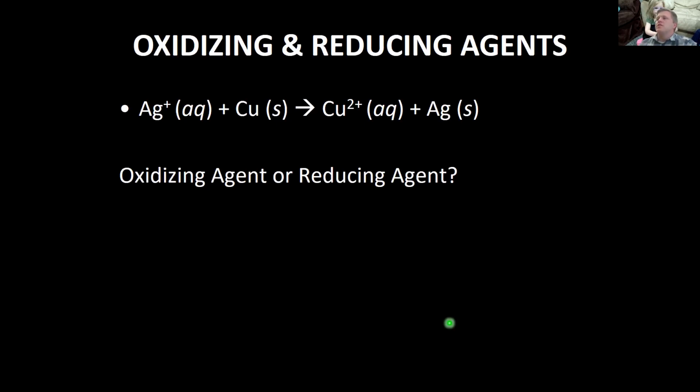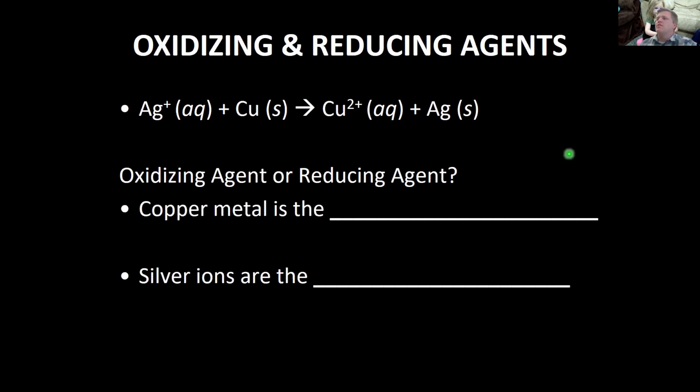and reducing agents. So here in this reaction, we have silver plus reacting with copper. So copper is losing electrons and going to copper 2+. So it's being oxidized, and the silver plus is gaining electrons, and it is getting neutralized, or it's getting reduced. So in this case, what is the copper metal? So the copper metal, since it is giving up electrons, it is the reducing agent. So even though it's getting oxidized, it is reducing the silver. So we call copper a reducing agent or a reductant.